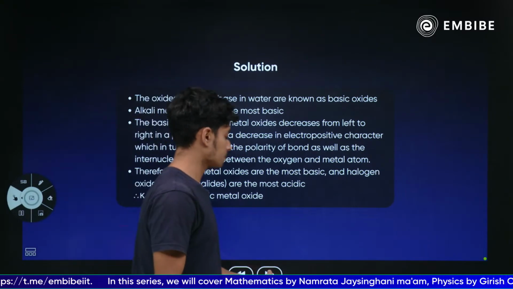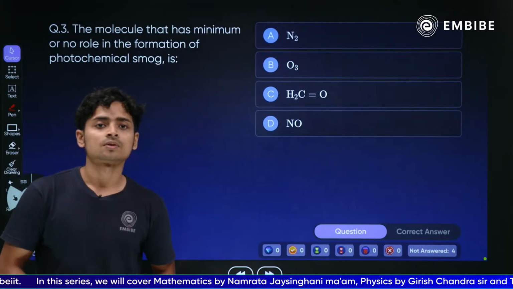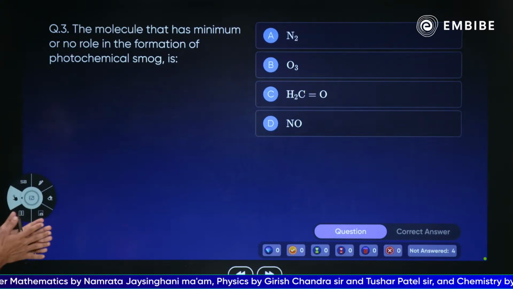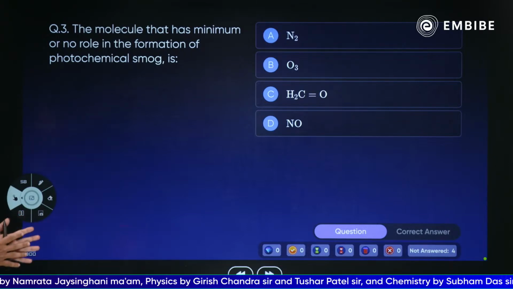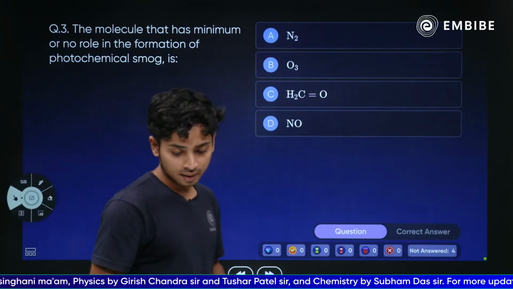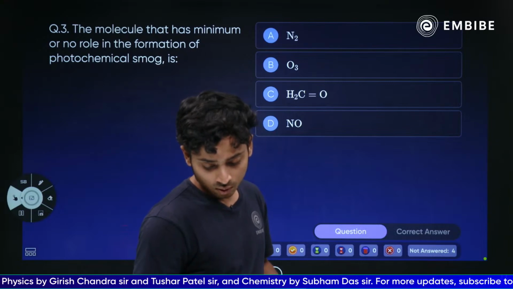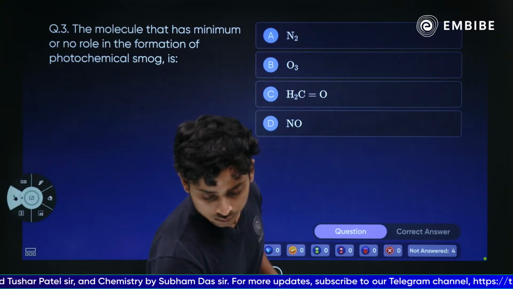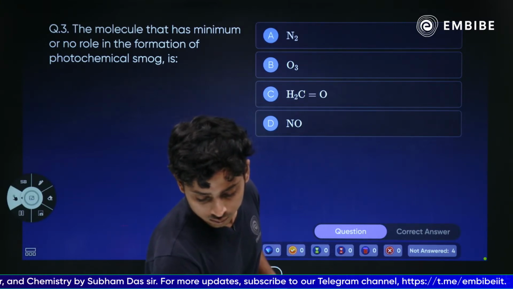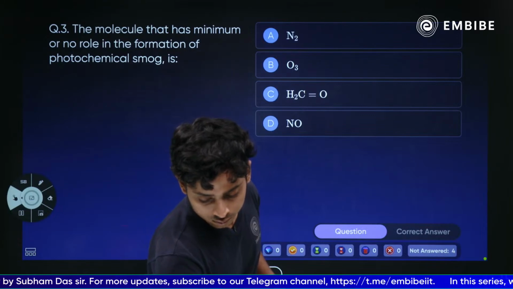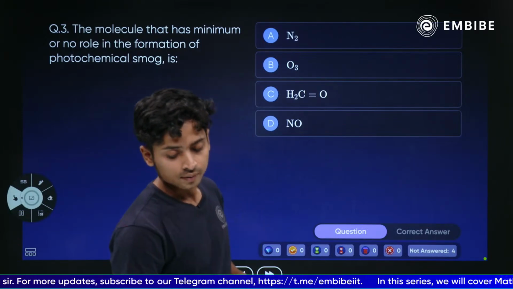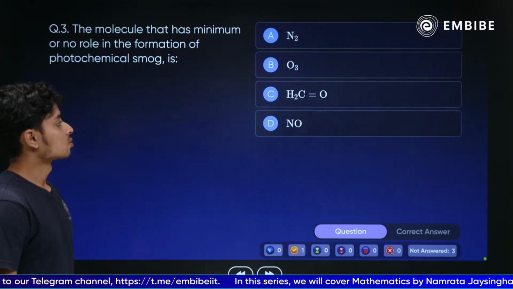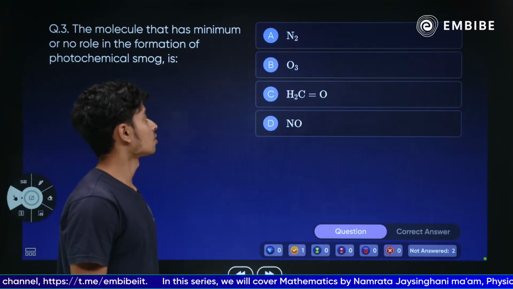So we'll go to the next slide. Next question. So try guys this question. ये question आपका क्या है? The molecule that has minimum or no role in the formation of photochemical smog. So what is the molecule that has no role in formation of photochemical smog? Okay, guys try this question.